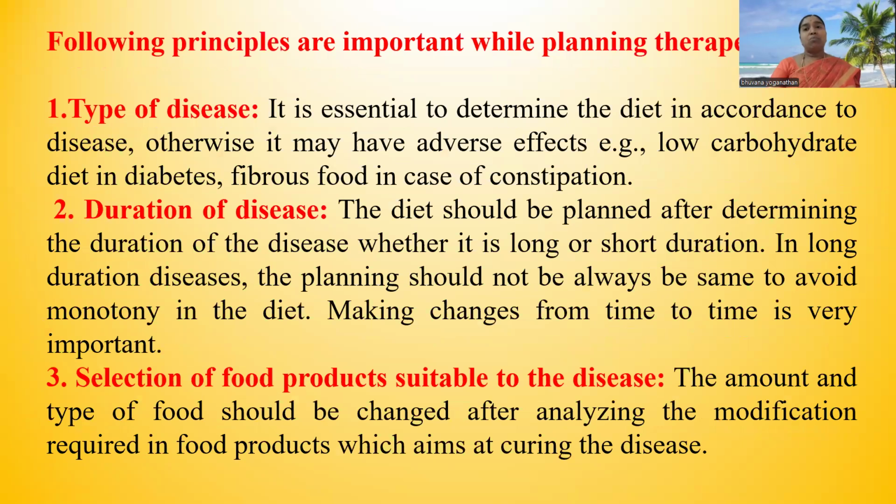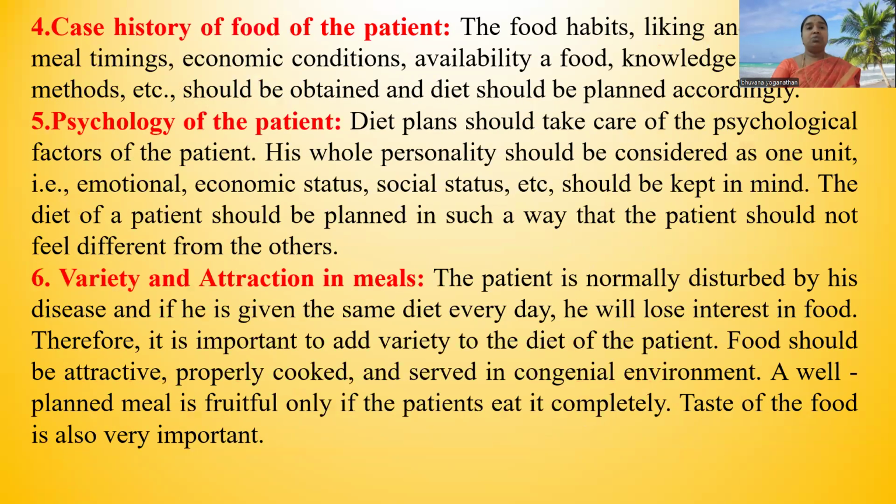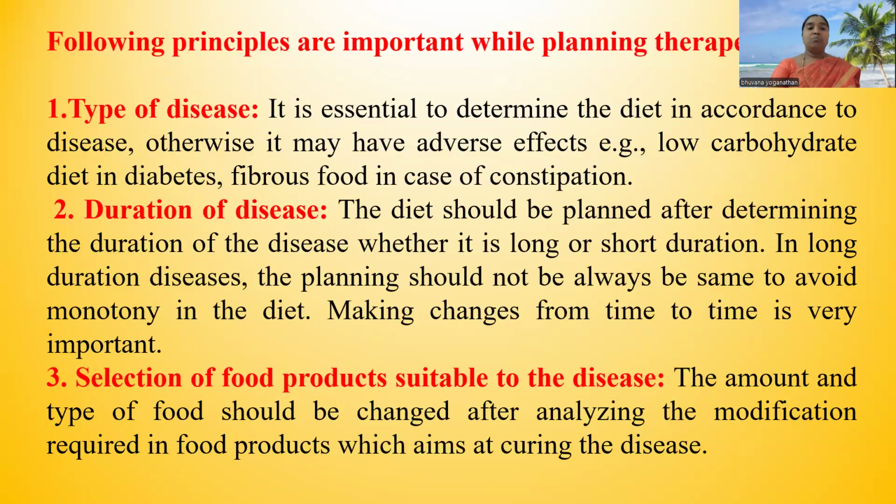The following principles are important when planning therapeutic diets. We have to follow such principles: types of disease, duration of disease, selection of suitable products to be eaten during the disease condition, case history, the psychology of the patient, and variety of meals, etc. We'll see one by one. First is types of disease. It is essential to determine the type of disease and plan the diet in accordance with the disease, otherwise it may have an adverse effect. For example, a low carbohydrate diet can be given with fibrous food in case of constipation.